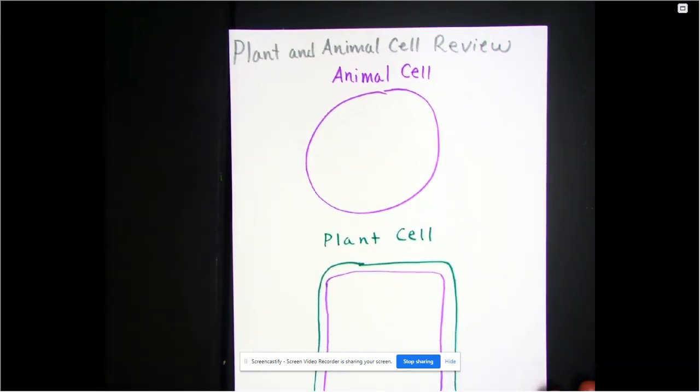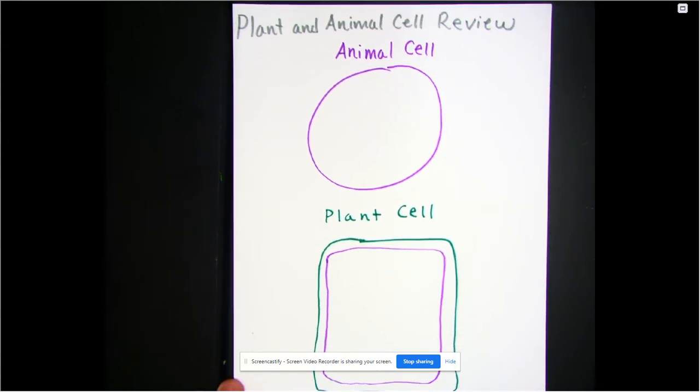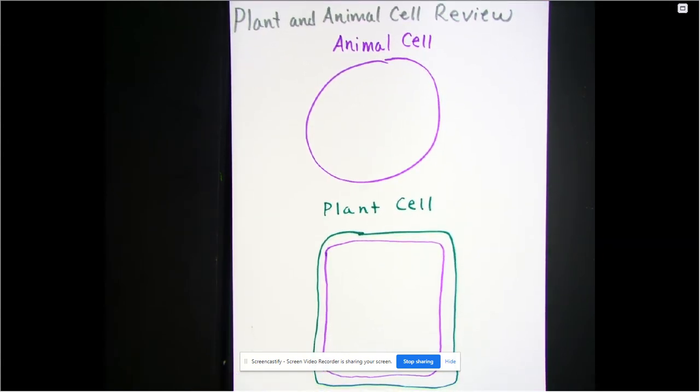Hey guys, so today we're going to review plant and animal cells. We're going to take a look at the organelles that are found in both plant and animal cells. We're going to label them inside of the cell, and then we're also going to put the function of what each of these organelles do for the cell. So if you can, go ahead and get this drawn into your journal.